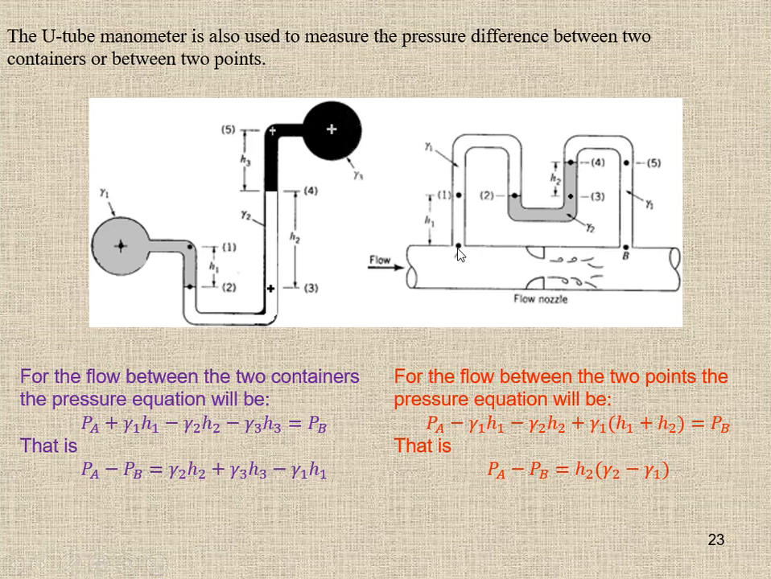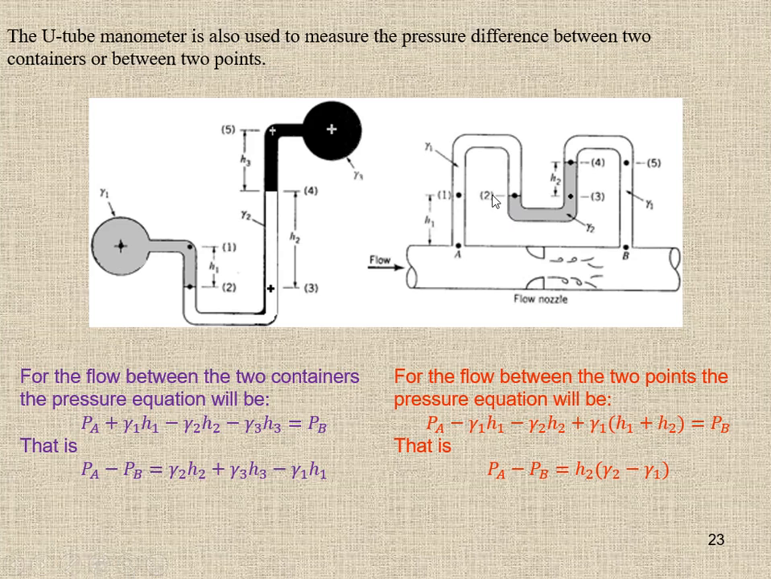So we want to know the pressure difference between these 2 points, because here you can see there is an orifice or a nozzle. Because of that there is a pressure difference, and this pressure change we want to measure across this nozzle. So the procedure is the same.